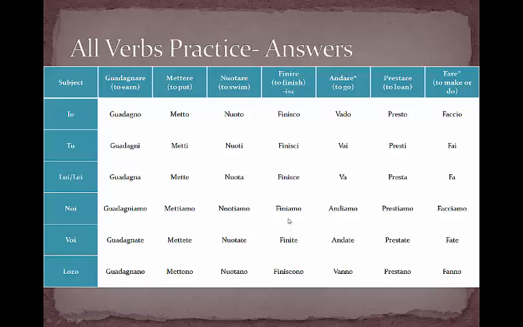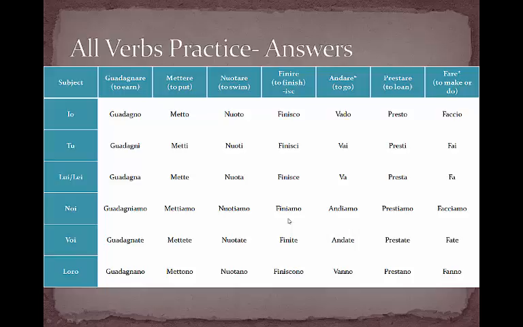Moving on to prestare. It's a regular ARE verb, means to loan. Presto, presti, presta, prestiamo, prestate, prestano. Our stem, prest, and we add our endings.